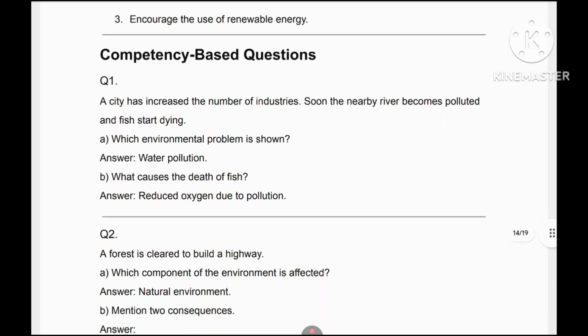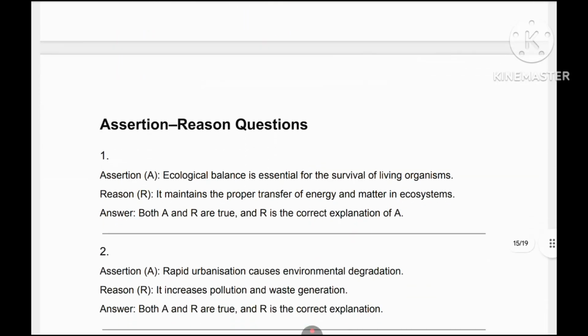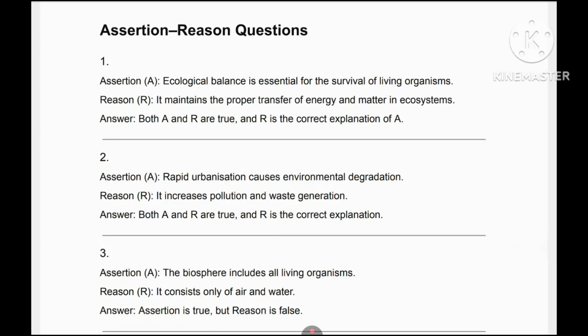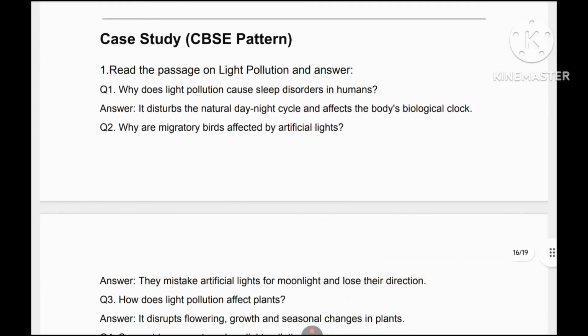Now these are the competency based questions. You can check it out. These are the assessment reasoning questions, case study questions.